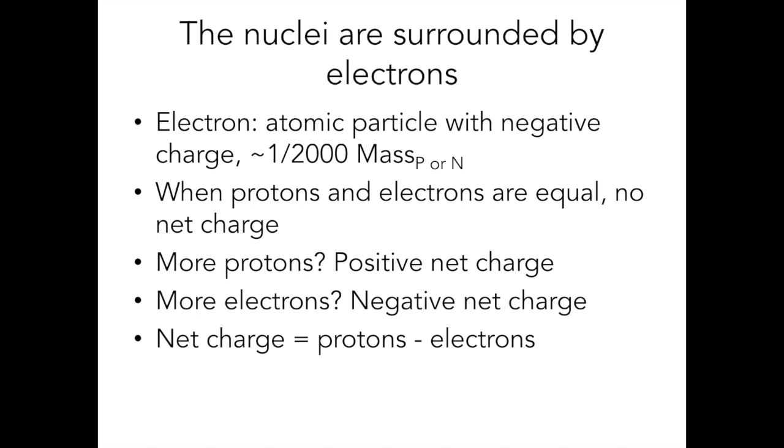So around the nucleus, more than one nucleus, you've got nuclei, you have electrons. And electrons are an atomic particle that's not found in the nucleus, but is found around the nucleus, and they have a negative charge. So they have the opposite charge of a proton.